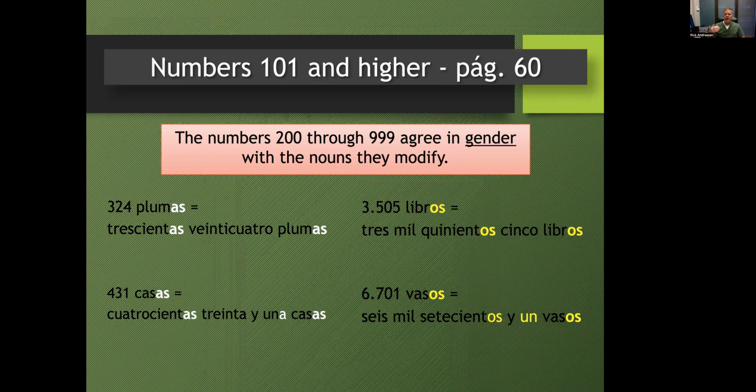You will hear, and it's not inappropriate to put an y, an and. So for 3,505 libros, tres mil quinientos cinco libros. The y is not necessary, but it's also not wrong. You could say tres mil quinientos y cinco libros. It's not quite as common, but it's not incorrect to say that.